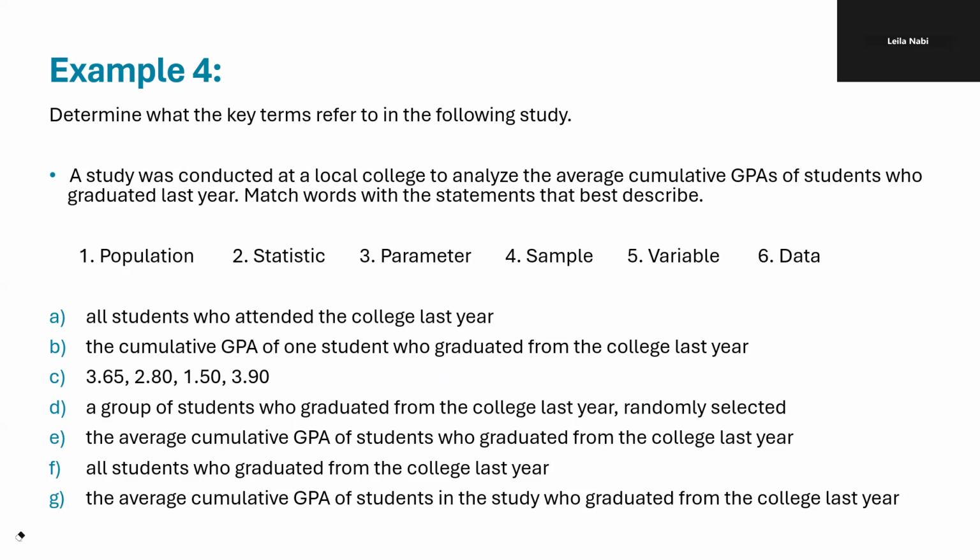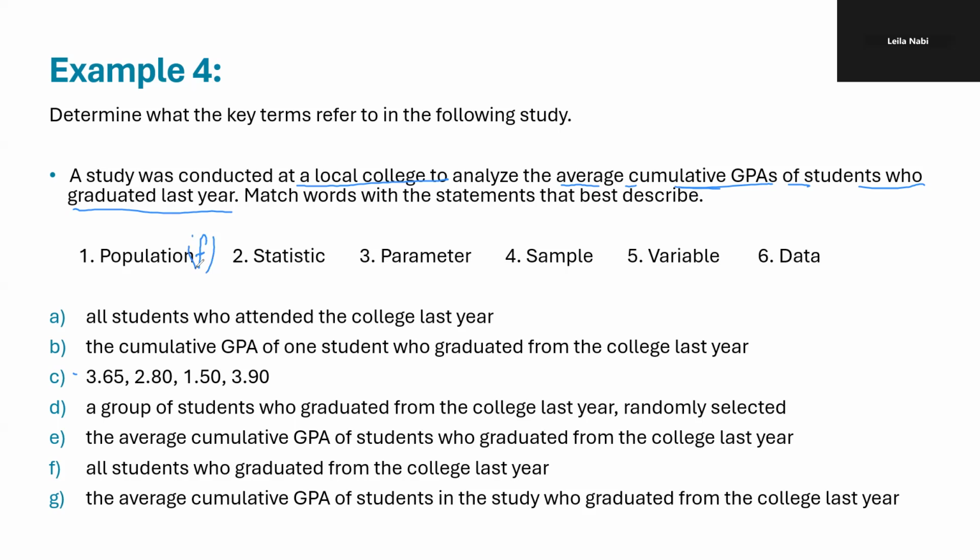When you look at the study, it says that the study is at a local college and it wants to analyze the average GPAs of the students who graduated last year. So what's the population? The population is all the students who graduated last year, because the study is on those people. So all the students who graduated from the college last year, which means F. That's the population.